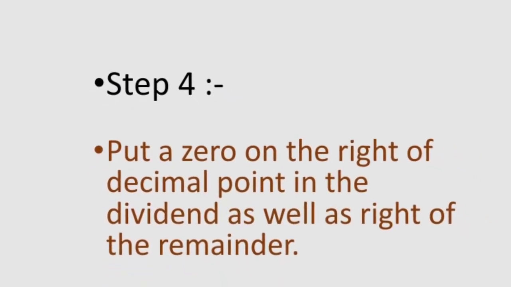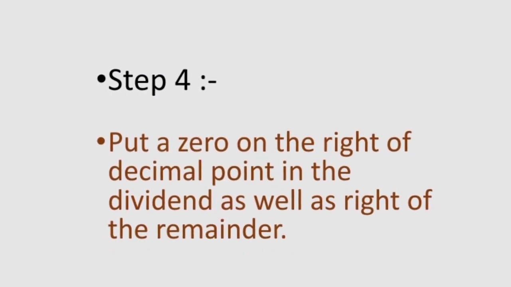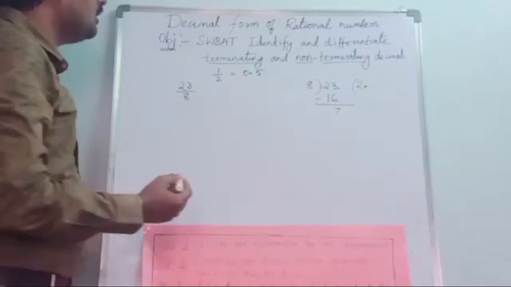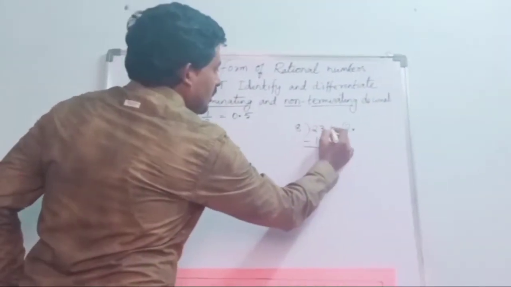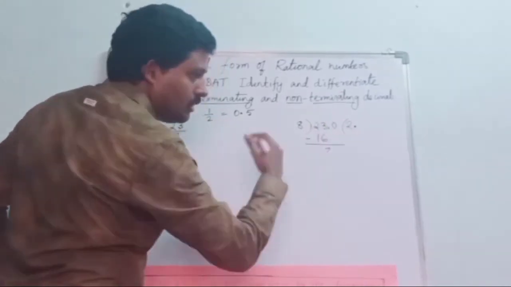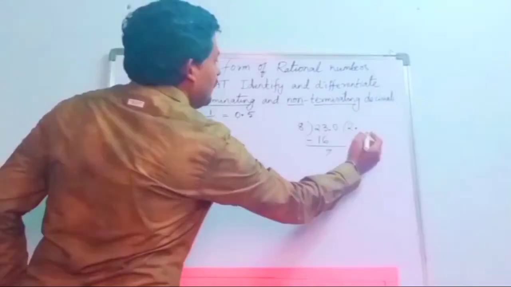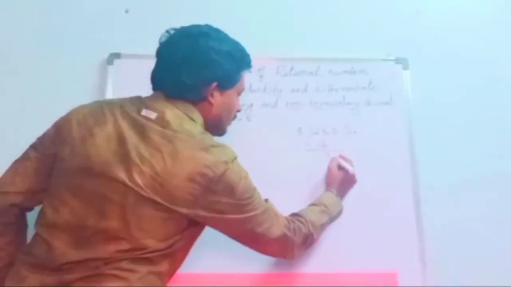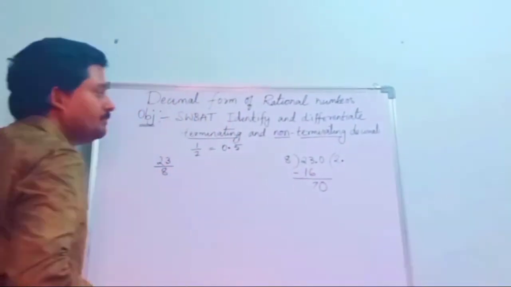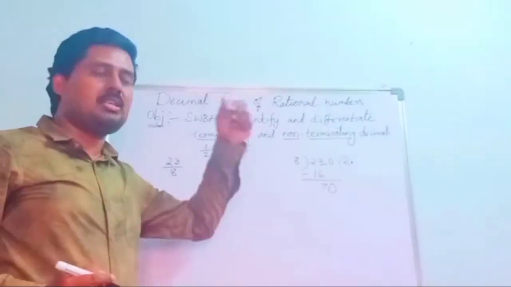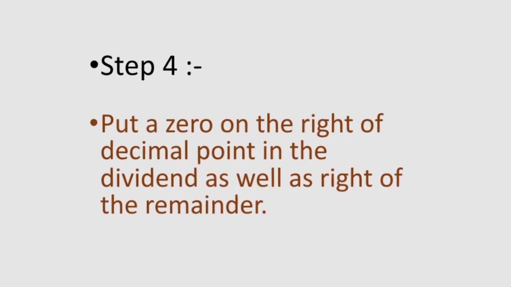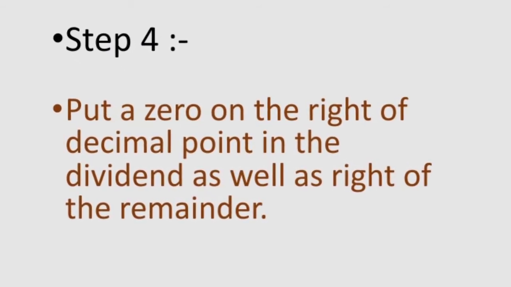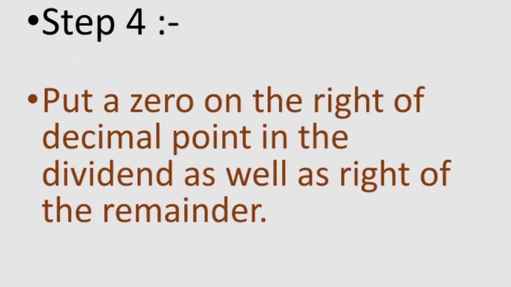Step 4. Put a 0 on the right of the decimal point in the dividend as well as to the right of the remainder. So it says that you have to put a 0 to the right side of the dividend and to the right side of the remainder. So here as well. So now 7 became 70. Why are we doing this? Because to continue our division process by dividing the number into 10 equal parts in its decimal expansion.